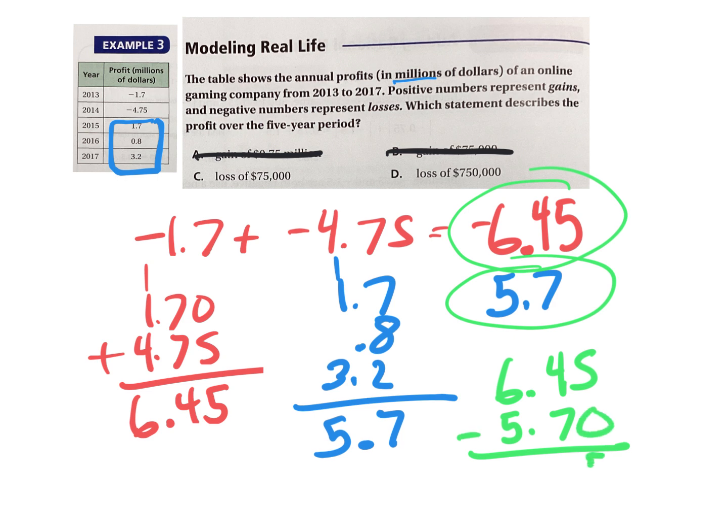5 minus 0 is 5. 4 minus 7, I need to take 1 from here. And that becomes 7. And that becomes 0.75. So my loss was 0.75 million, which is $750,000. So it's not just 75,000. It would be a loss of $750,000.